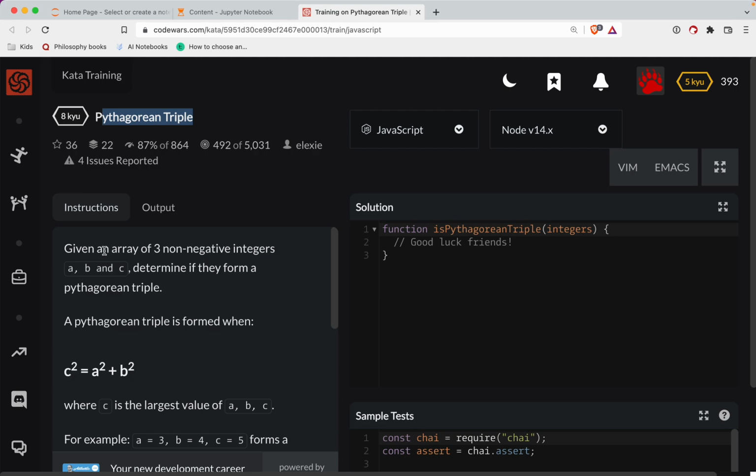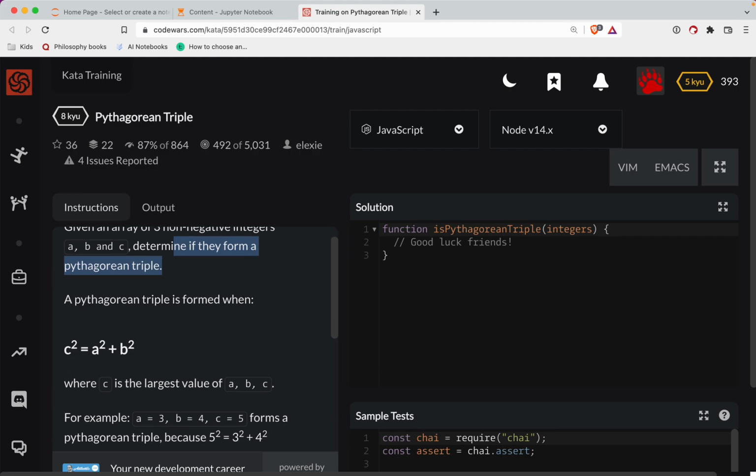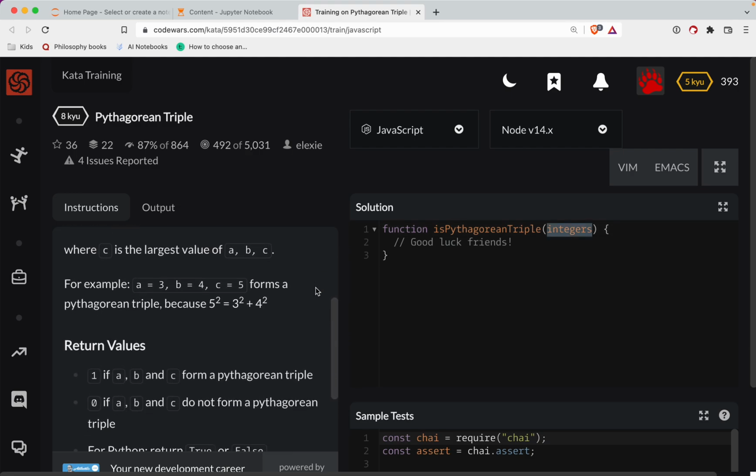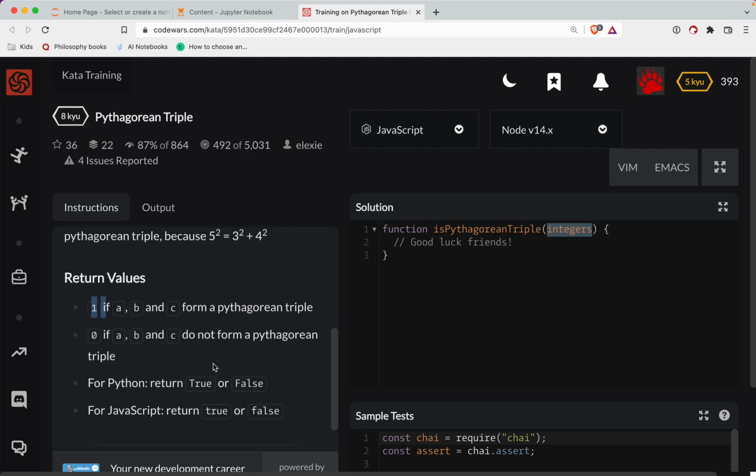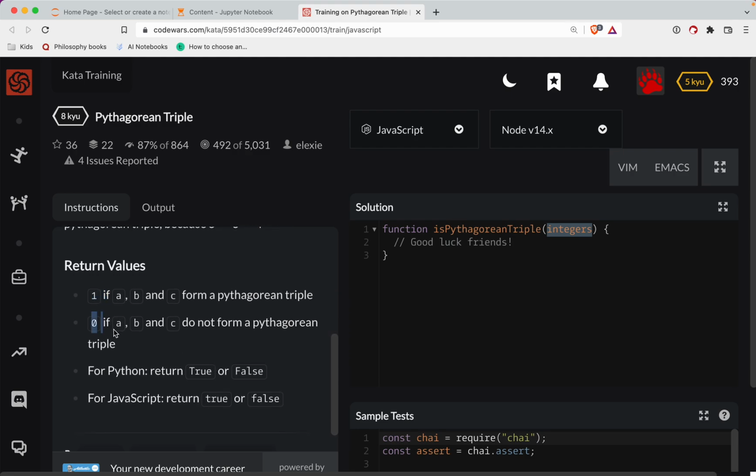So with that, given an array of three non-negative integers, a, b, and c, we're to determine if they form a Pythagorean triple. A Pythagorean triple is formed when c squared is equal to a squared plus b squared. Okay, so we have our three integers. We're going to return a 1 if a, b, and c form a Pythagorean triple, and 0 if they don't.